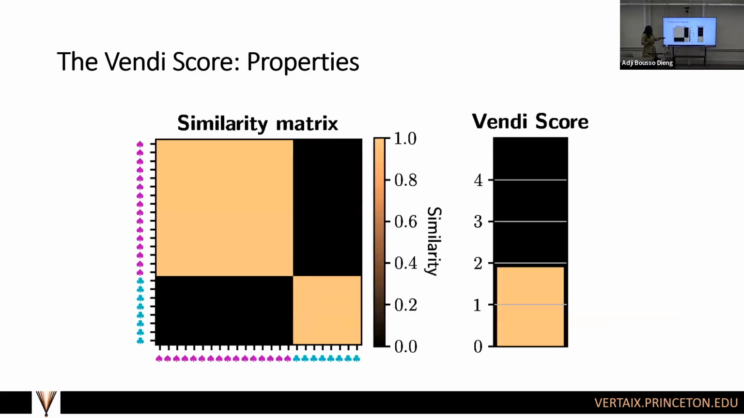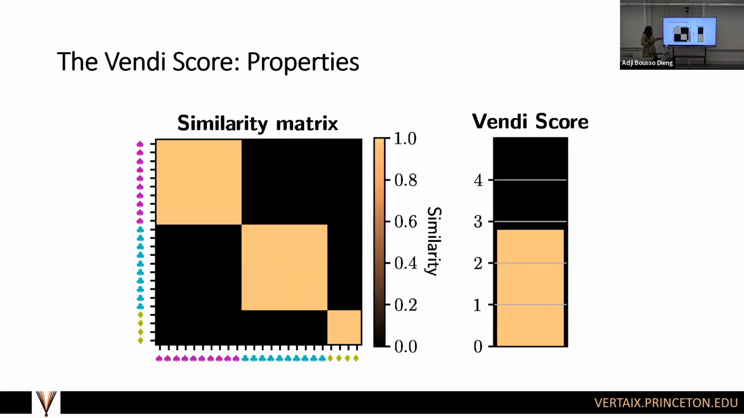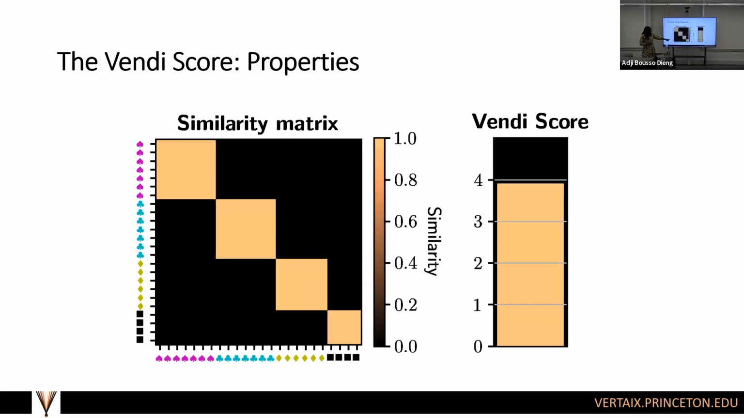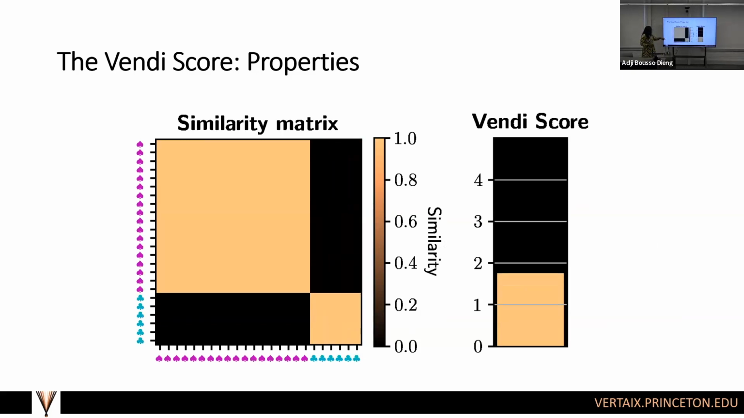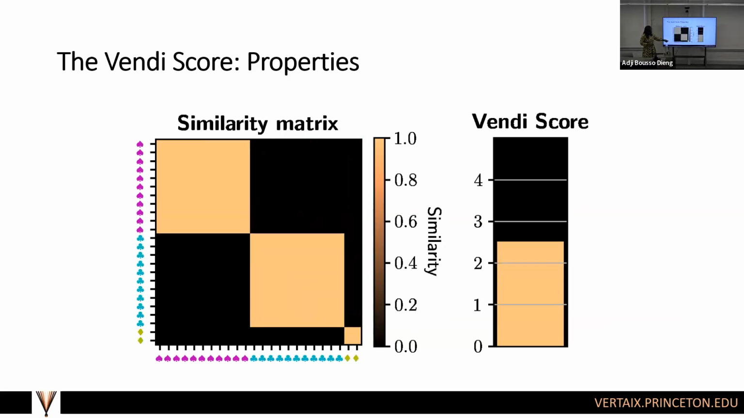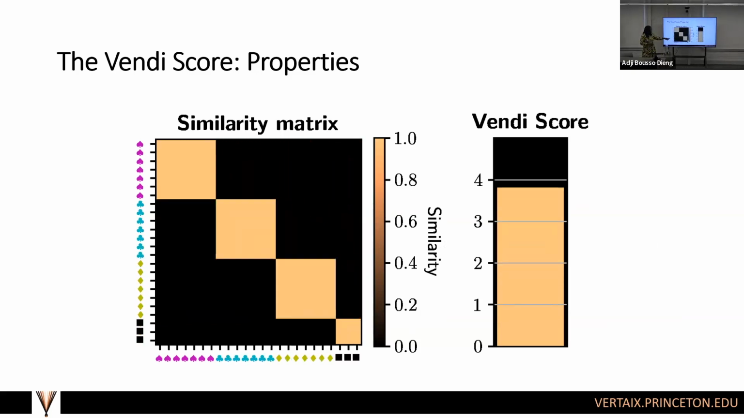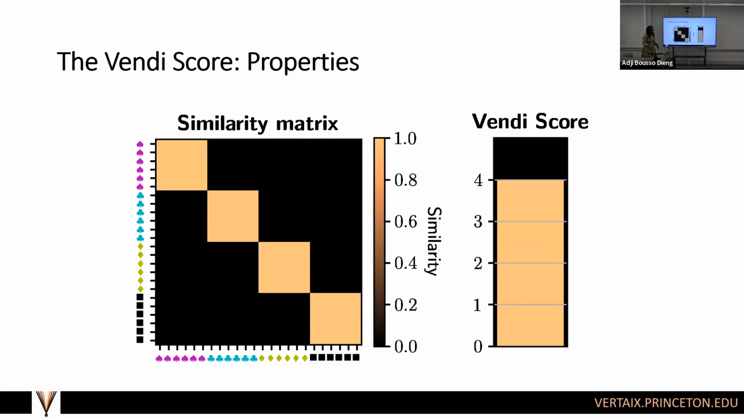So this is showing those 2 properties: as I add more different items, more categories into my collection, the Vendi score increases. And even if I duplicate certain elements of the same category, it still remains that number. So it's illustrating those 2 properties.